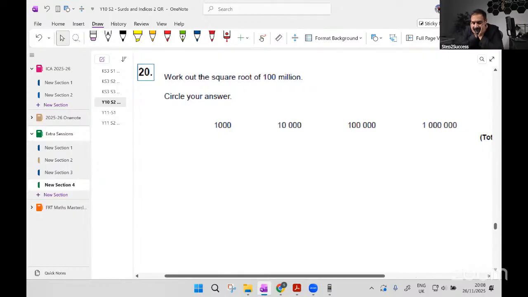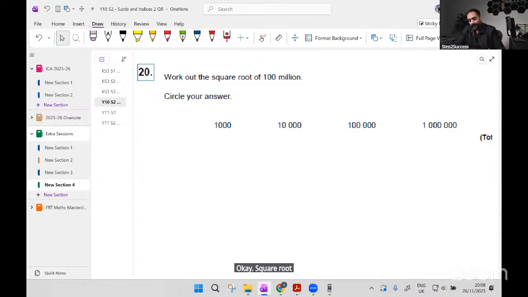Okay. Square root of 100 million. Firstly, what is 100 million? It is 100 followed by 6 zeros.